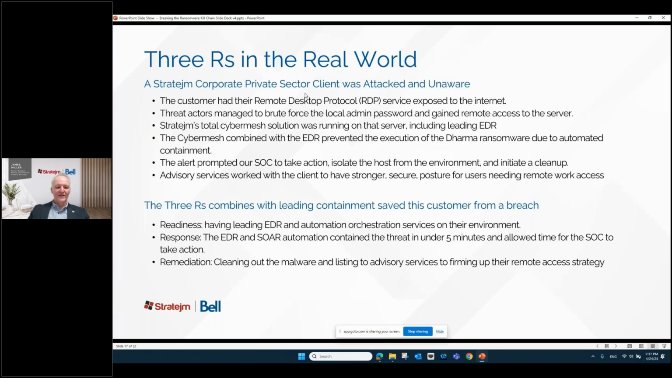So the readiness was already having the proper solution in place, having the governance, budget, and partner to have the right protection, EDR and the mesh and orchestration and containment. The response is the entire ecosystem did what it should, and the cyber mesh contained in under 5 minutes. And then finally, remediation was not just cleaning the client out, it was to give advisory services to get them to that next level of protection.